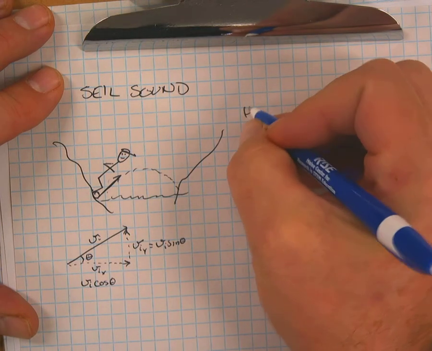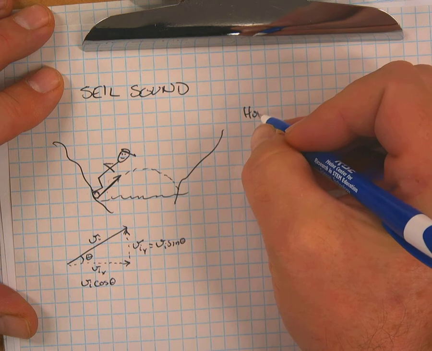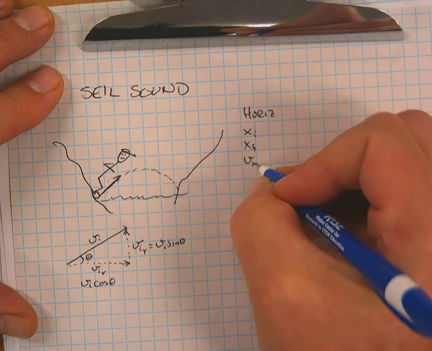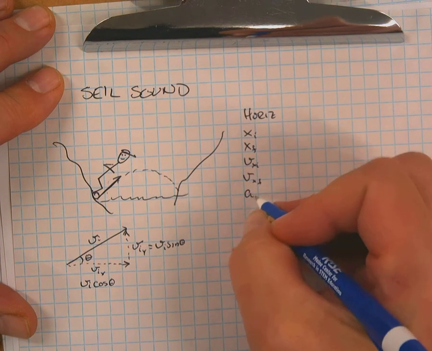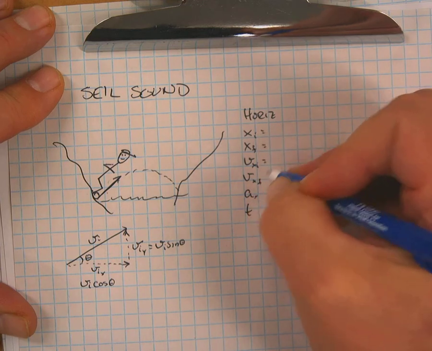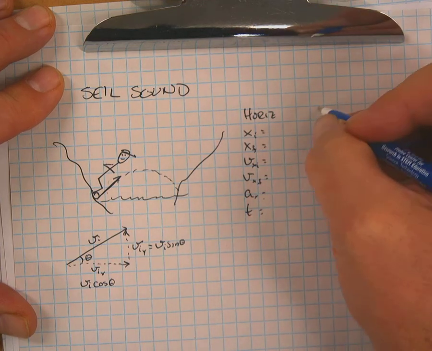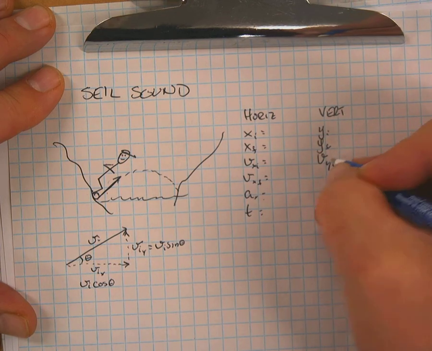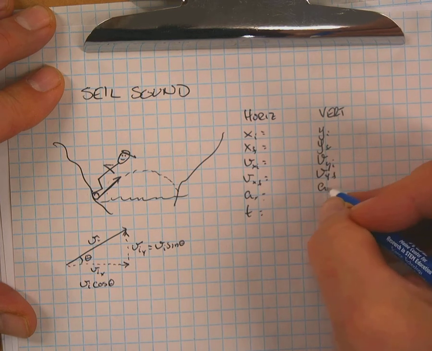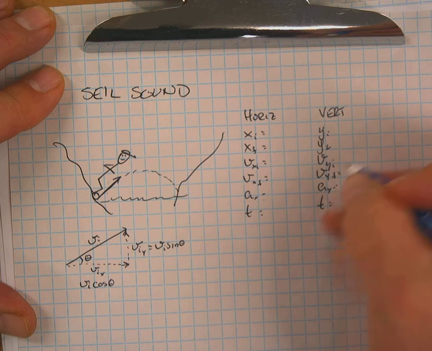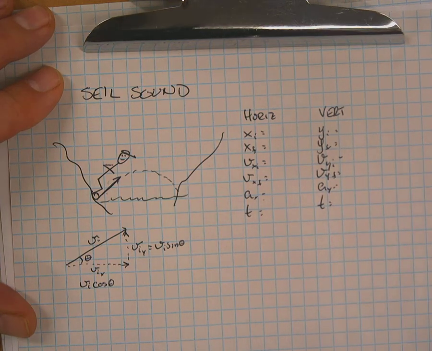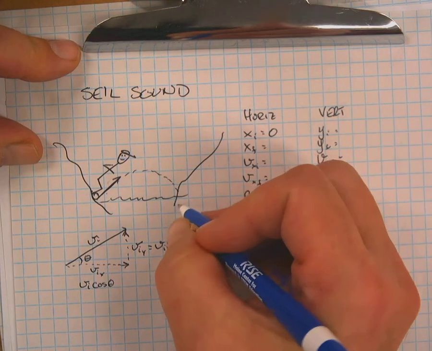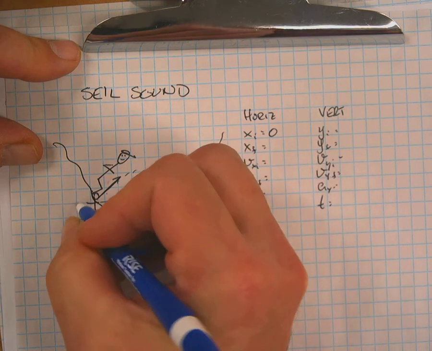And I'm going to work on my horizontal and vertical parameters. Horizontal: x initial, x final, vx initial, vx final, ax and t equals. And in the vertical sense: y initial, y final, vy initial, vy final, ay and t equals. How am I doing on time here? 2 minutes and 28 seconds so far. Outstanding. 0, 6.0 meters. There's my 0.